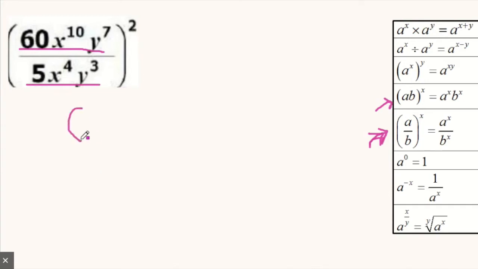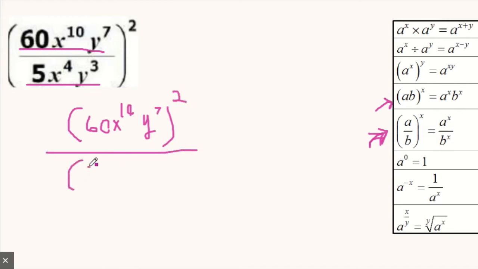So we can rewrite that as 60x to the 10th power, y to the 7th power, and all of them have the 2, and the bottom is going to have all of that, and then the 2. Then we can use this rule. Now in this case we have a number, the x, and the y, and the 2 is going to apply to all of them.